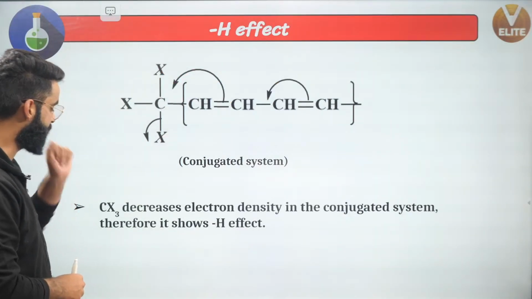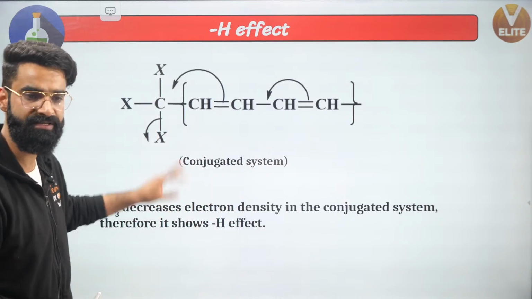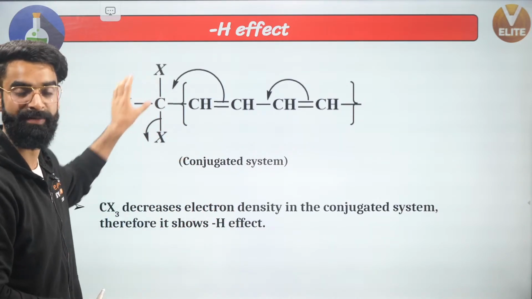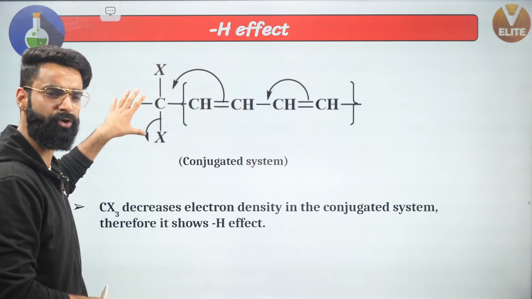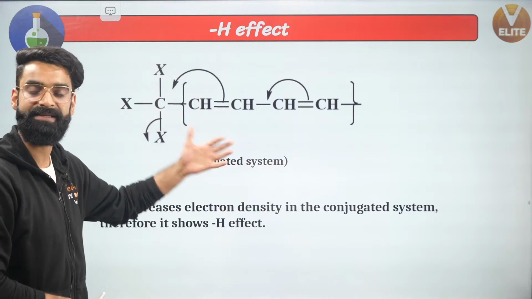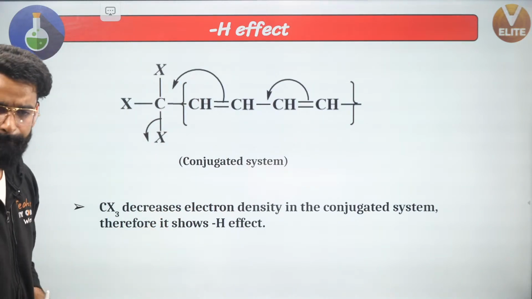Perfect. See guys, CX3 decreases electron density in the conjugated system, therefore it shows minus H effect. As I told you, whenever I have any group attached to the conjugated system, if that group decreases the electron density in the conjugated system due to the delocalization of the sigma bonds, we say that group shows minus H effect.